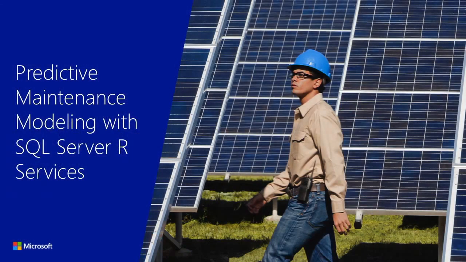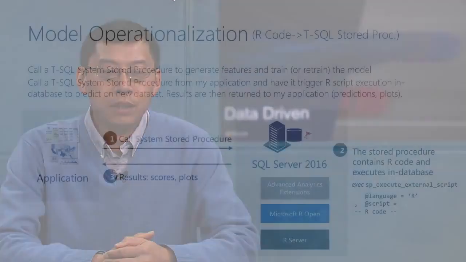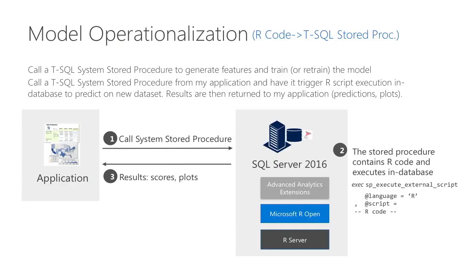Next, we're going to talk about how to implement predictive maintenance with SQL Server R services. With SQL Server R services, users can work in an R IDE, send the script to run in SQL Server, and then get the results back. Once we have developed the model, we can deploy it to SQL Server using the following steps. We can calculate the features in a stored procedure. We can train or retrain the model in a stored procedure as well. Lastly, we can make predictions with new data using a stored procedure.